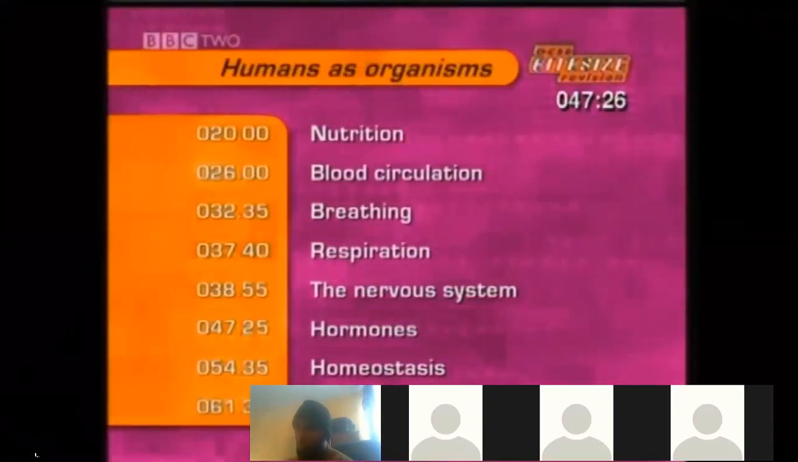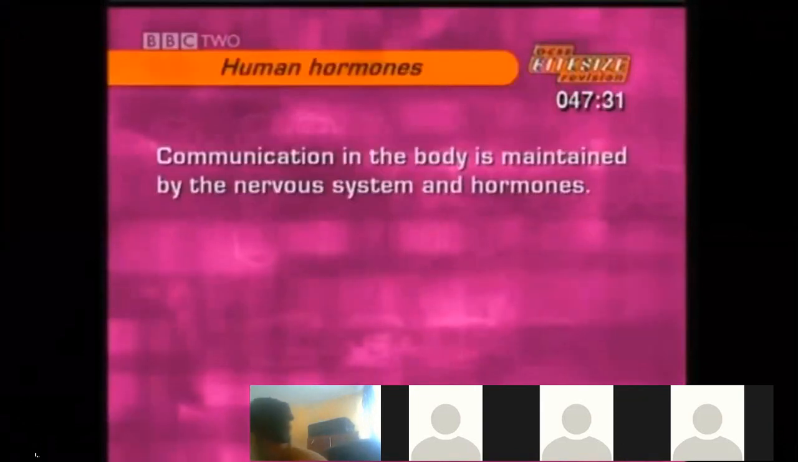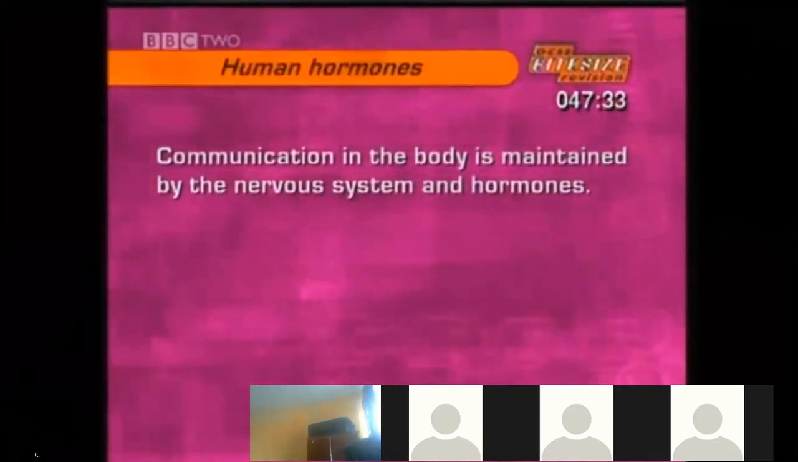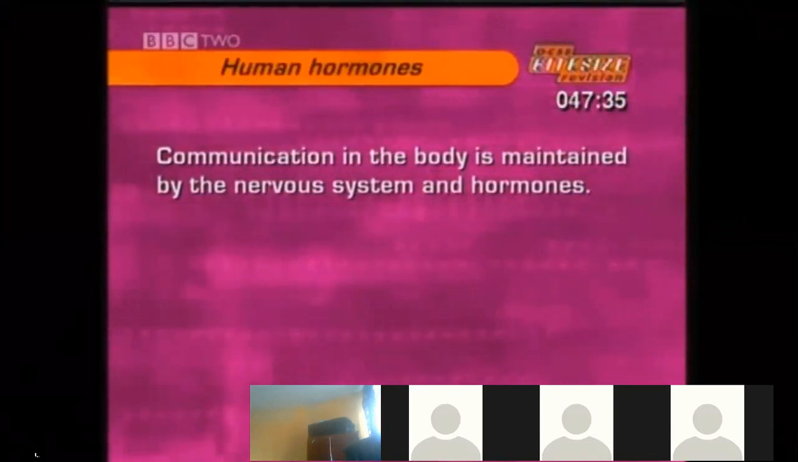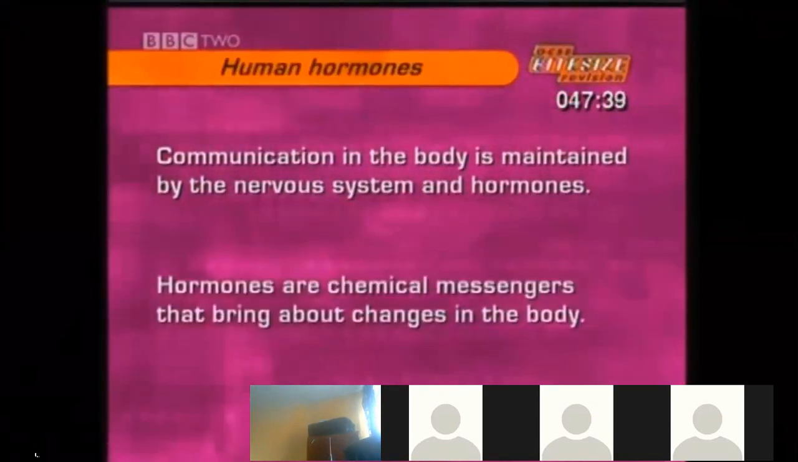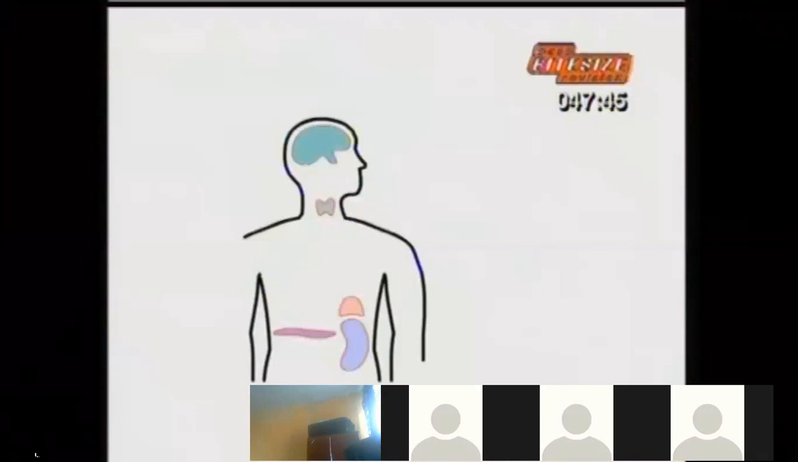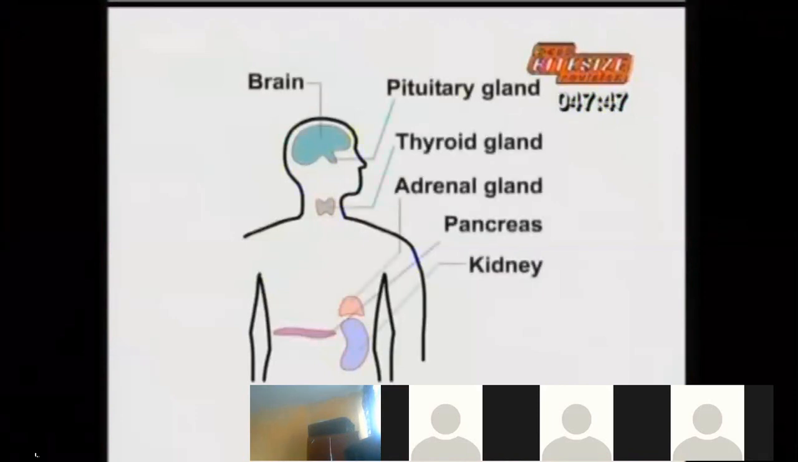This section is about human hormones. Communication between various parts of the body is maintained both by the nervous system and by hormones. Hormones are chemical messengers that pass around the body and bring about changes in the body. Hormones are produced by glands in various parts of the body.